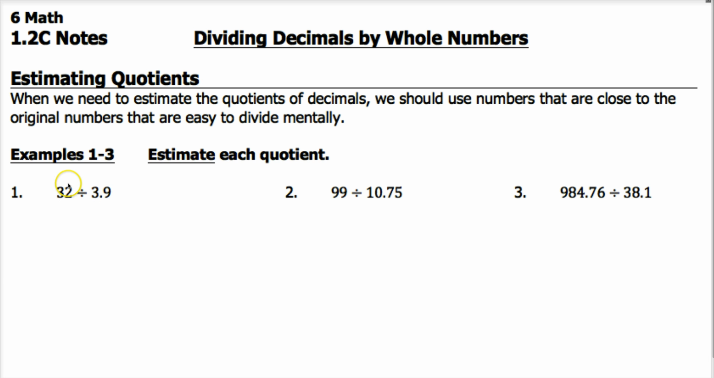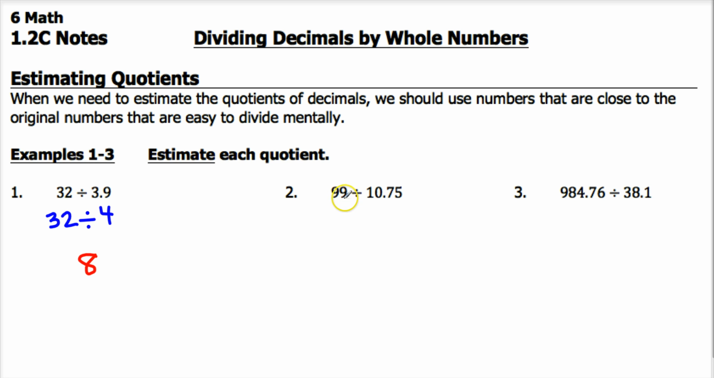Okay, 32 I can probably leave alone here. 3.9 though is really close to 4. So if I wanted to estimate this quotient, I could make 3.9 4. And the reason I'm choosing a 4 and leaving my 32 is because I know what 32 divided by 4 is. 4 goes into 32 8 whole times. And so I could say a reasonable estimate for my answer to this problem is 8.